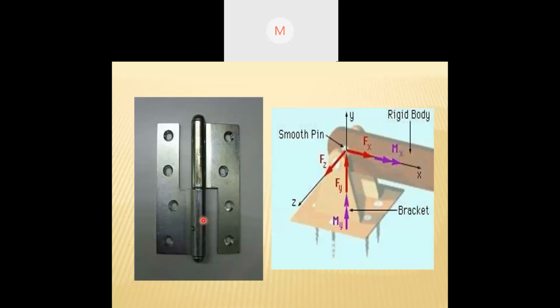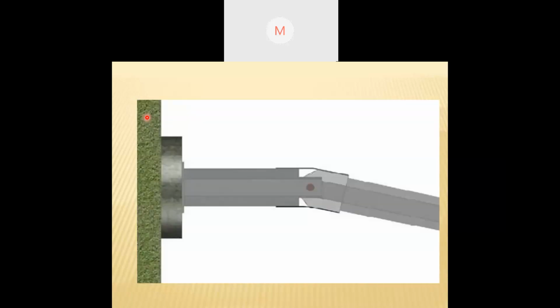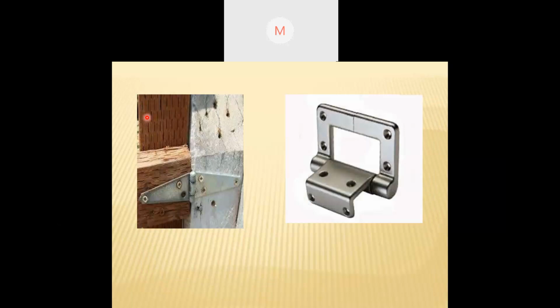Okay, so this is a practical example of a hinge. You have already always seen these things in your doors. This is basically a practical example of hinge support. Okay, door hinge. So these are certain door hinges, if you can see here.